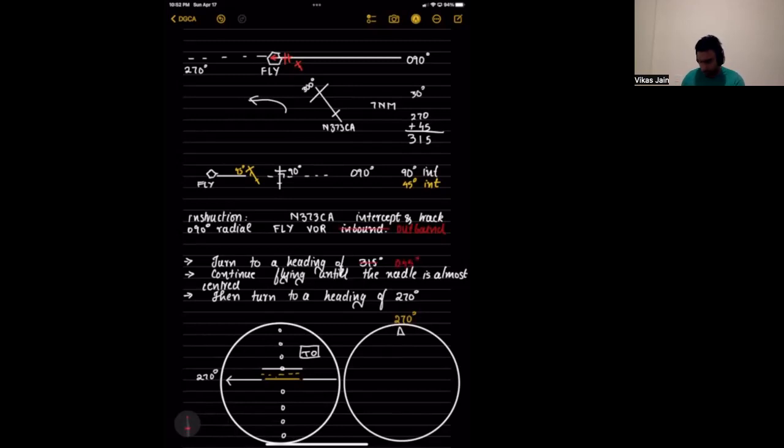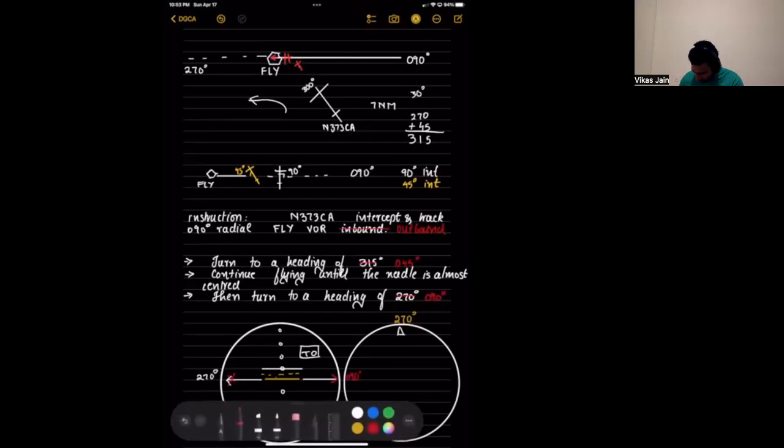And you should have set the proper course, right? And you'll continue flying until the needle is almost centered. That's your basic intercepting and tracking. Then turn to a heading of 090 degrees, okay? And in this case, you should have set your indicated course to 090 degrees. You started with a heading of 300 anyways.